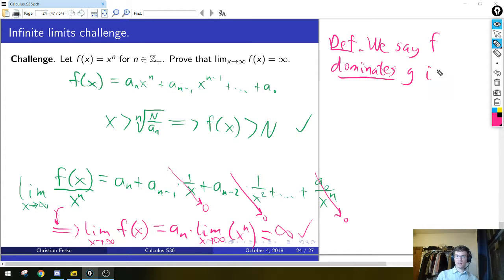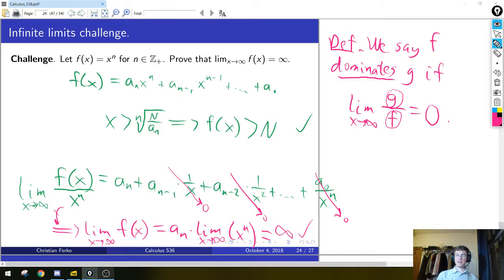F dominates g if the limit, now I can talk about limits at infinity, right? We define this: the limit as x goes to infinity of g divided by f equals 0. What does that mean intuitively? Well, that means as the inputs get bigger, f is growing way faster than g. How do we know that? Because apparently this fraction is going to 0. And if the fraction is going to 0, that means the denominator must be much bigger than the numerator.